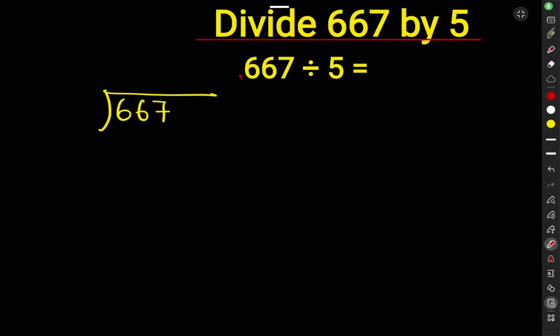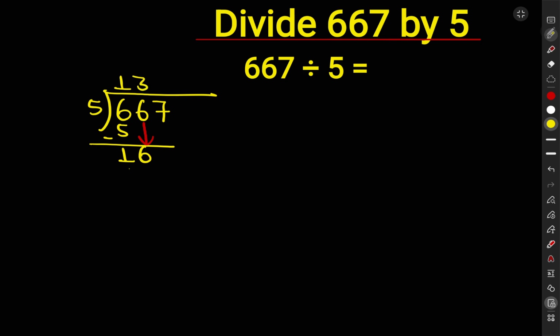We divide 667 by 5 in a long division method. 5 times 1 is 5. On subtracting, we get 1. So now we put down the 6 and it is 16.